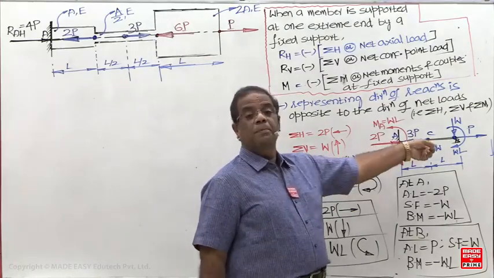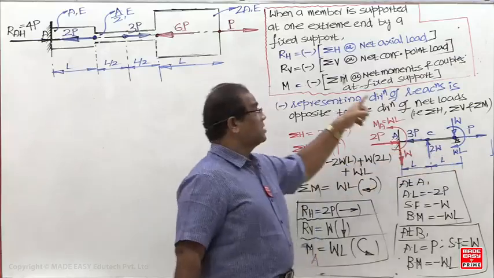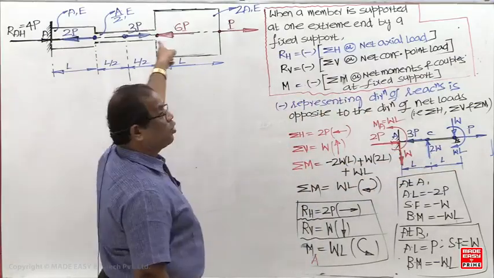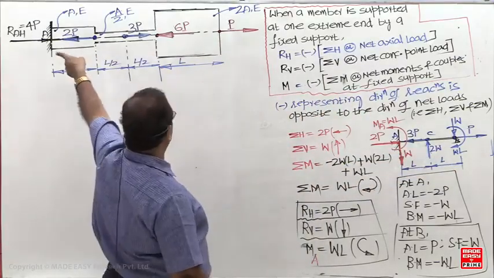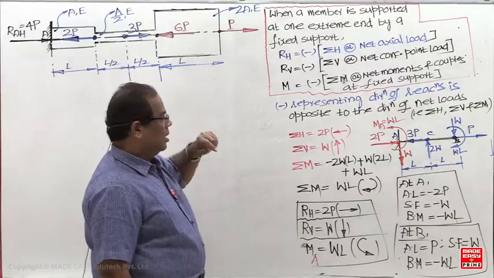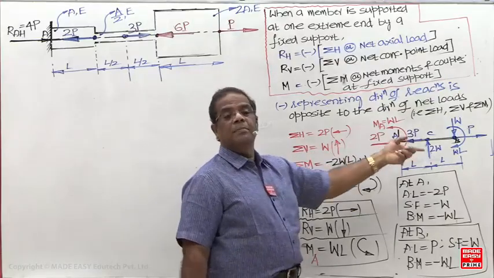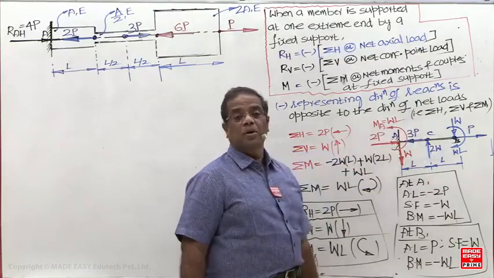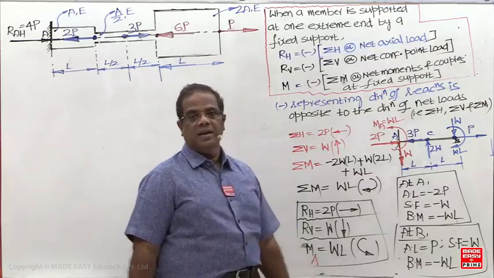Now what are you going to call this? This is called a bar, because there are no couples and no constant point load. But this is going to be called a beam. A beam means it is loaded by constant point loads and constant moments.